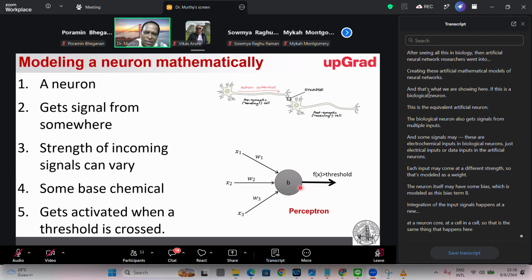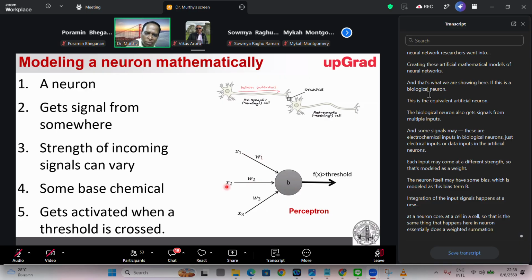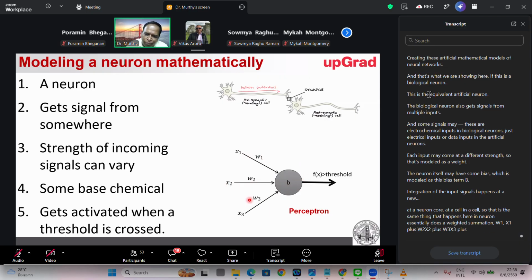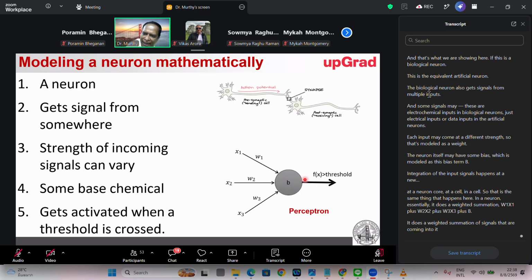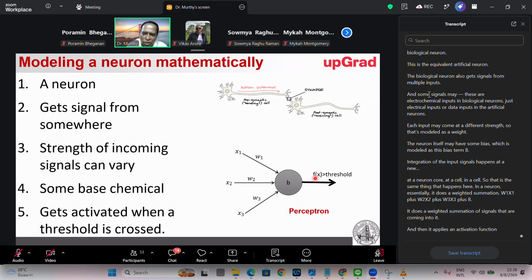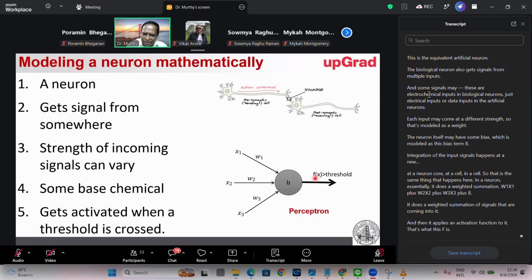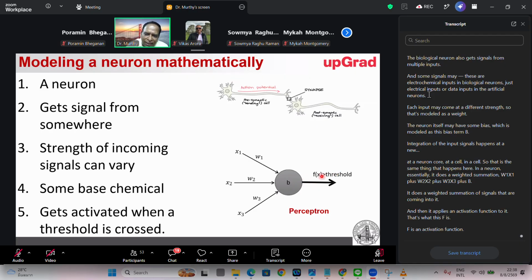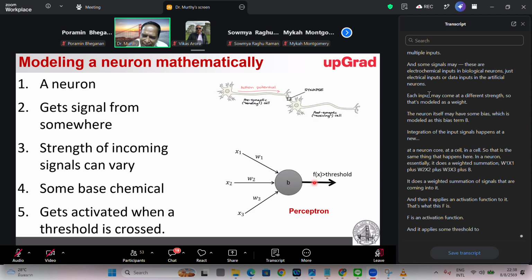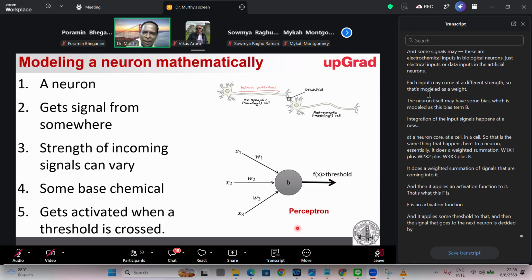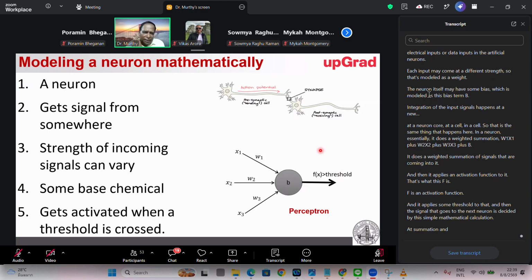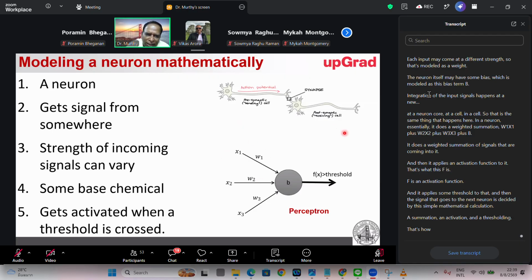A neuron essentially does a weighted summation, W1x1 plus W2x2 plus W3x3 plus B. It does a weighted summation of the signals coming into it, and then applies an activation function to it. That's what this F is. F is an activation function, and it applies some threshold to that. Then the signal that goes to the next neuron is decided by this simple mathematical calculation: a summation, an activation, and a thresholding. That's how a neuron is designed.